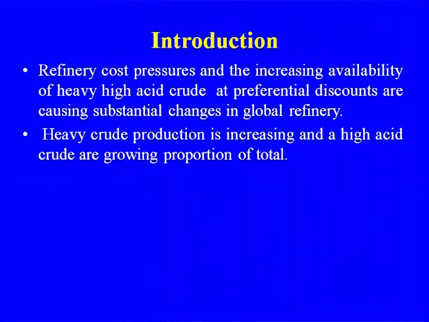Refinery costs, pressures, and the increasing availability of heavy, high acid crude, meaning high TAN crude, at preferential discounts are causing substantial changes in the global refinery. Heavy crude production is increasing, and high acidic crudes are a growing proportion of the total crude blend going to the refinery, so pre-treatment has become very important in the case of these crudes.